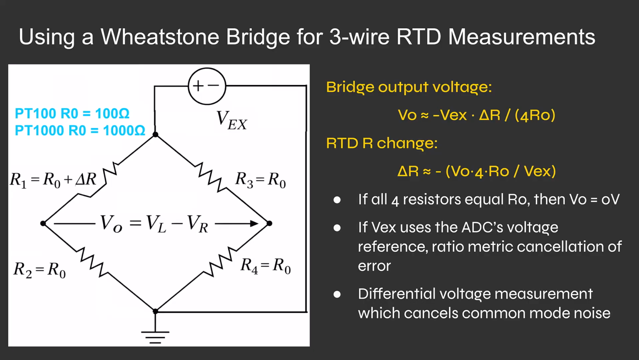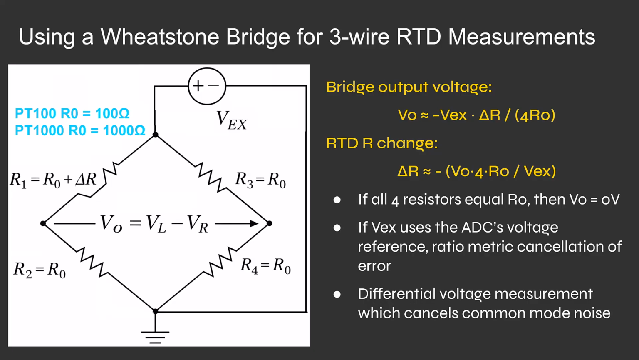Then what we do is we measure VO, or Vout, between the two nodes of resistors on the left and right side. You can see that this is a differential measurement. That's why we're doing VL minus VR to get Vout. Now, if all the resistors have the same exact value, the differential measurement of Vout will be 0 volts.